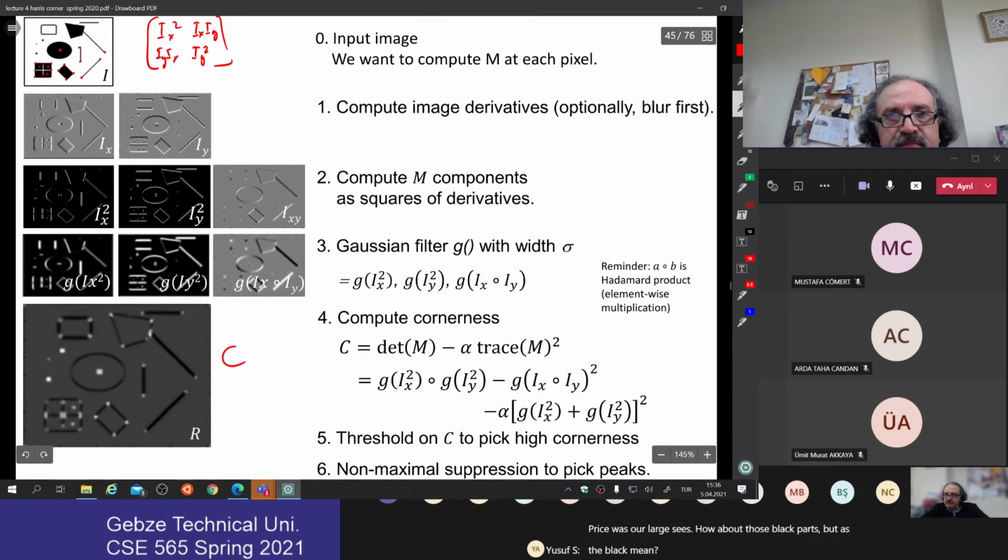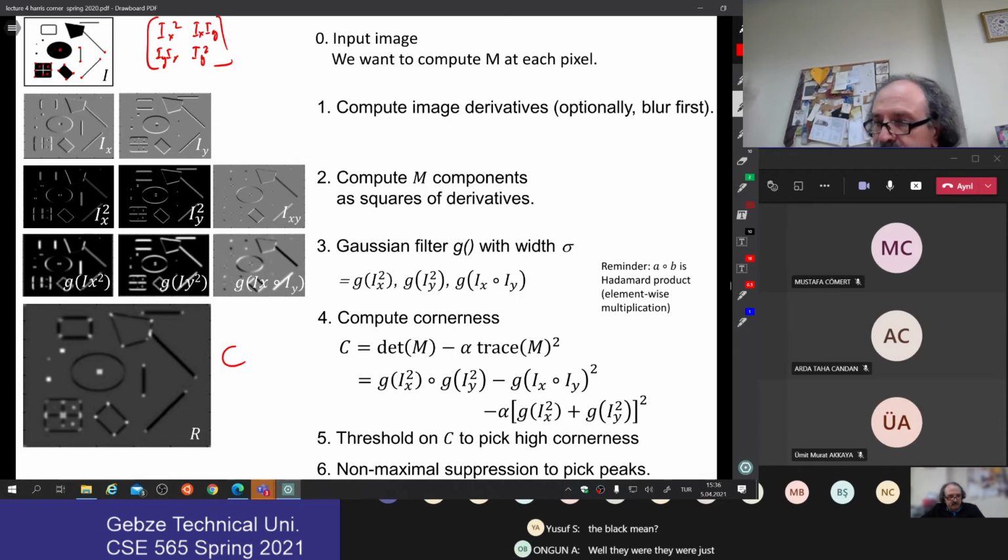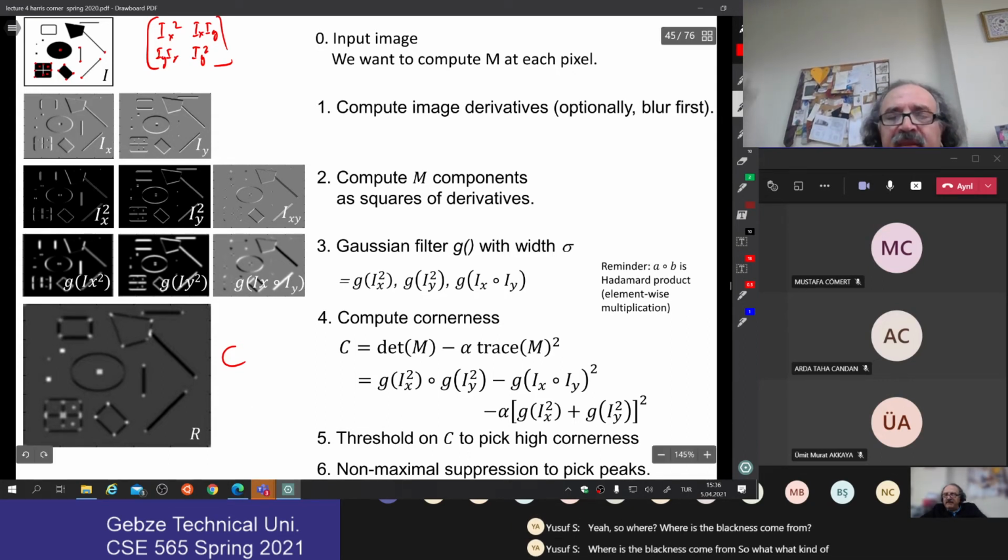Well, they were just an edge. They were what? They were just an edge. Yeah, so where does the blackness come from? So what kind of values would I get for C? Can C become negative?